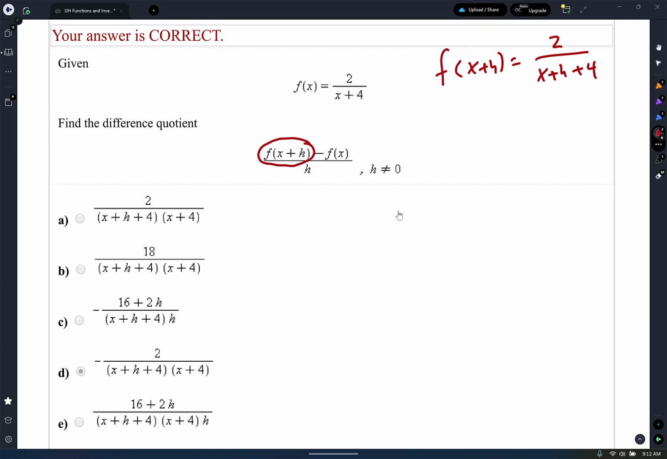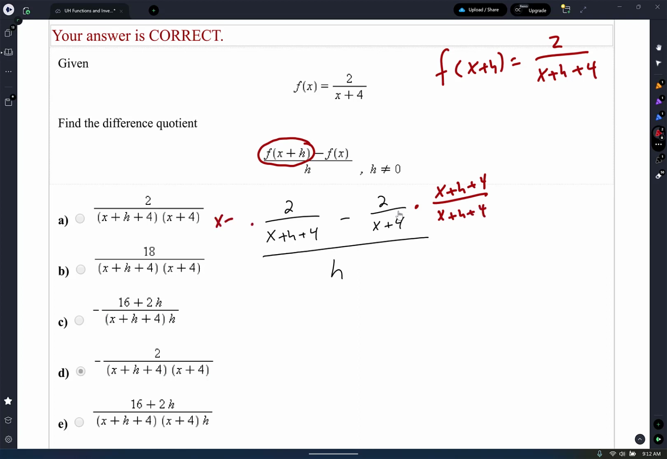So now I'm going to write this sign right here. I'm going to change it to black here. I'm going to write 2 over x plus h plus 4 minus f of x, which is 2 over x plus 4, all over h. Is everyone okay so far? Okay. I need a common denominator. So that means I'm going to multiply this left one here by x plus h plus 4 over x plus h plus 4. And I'll multiply this right one here by x plus 4 over x plus 4.